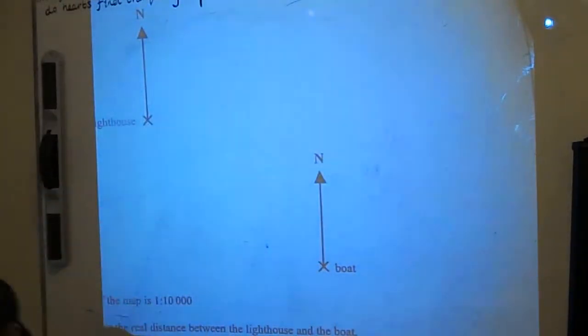Okay folks, I'm going to do the next question on the video as well. Just get it all in there. The question is question number 6. The diagram shows part of a map. It shows the position of a lighthouse and a boat.